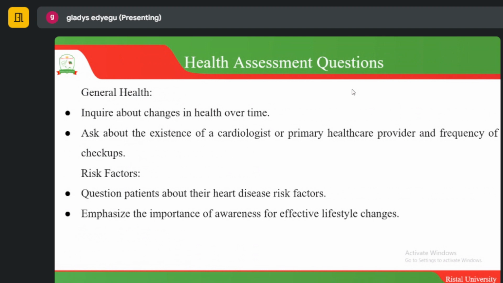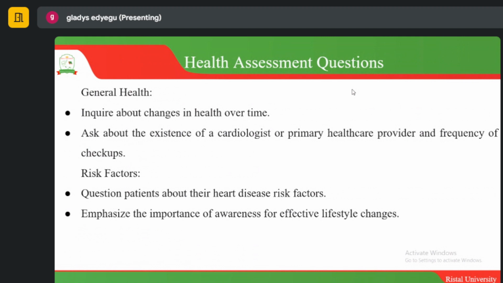Then also ask about the existence of a cardiologist or a primary health care provider and the frequency of checkups. You need to find out, have you ever gone to a cardiologist? And if he tells you yes, then you suspect this patient could be having a cardiac problem, whereby sometimes they're in denial and may not be able to open up and tell you. So sometimes when they go to one cardiologist and are told the condition, they feel not contented, they feel denying, they think maybe this doctor has not seen it well, so they want to go to another person, and they expect you to tell them maybe they don't have it.